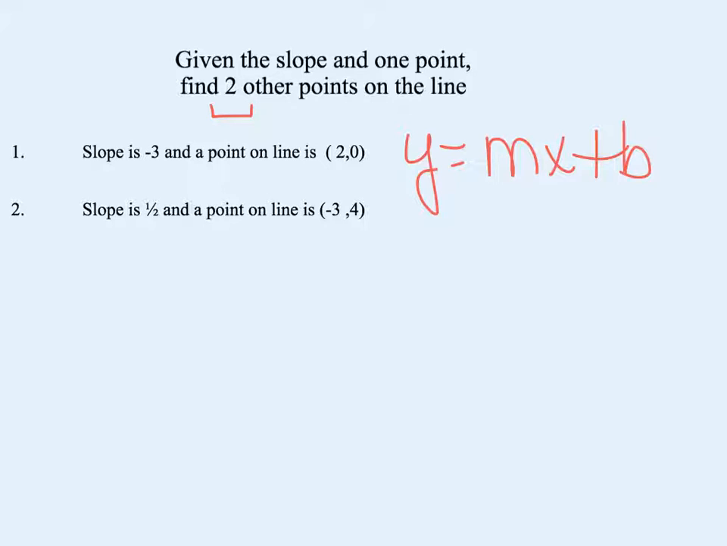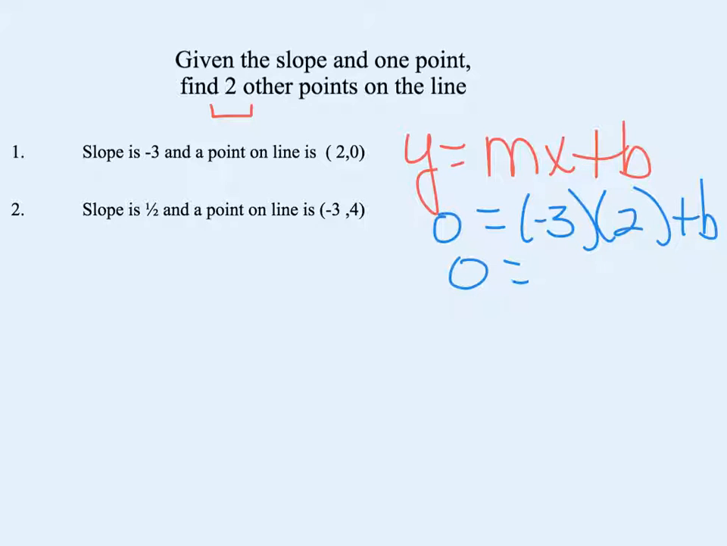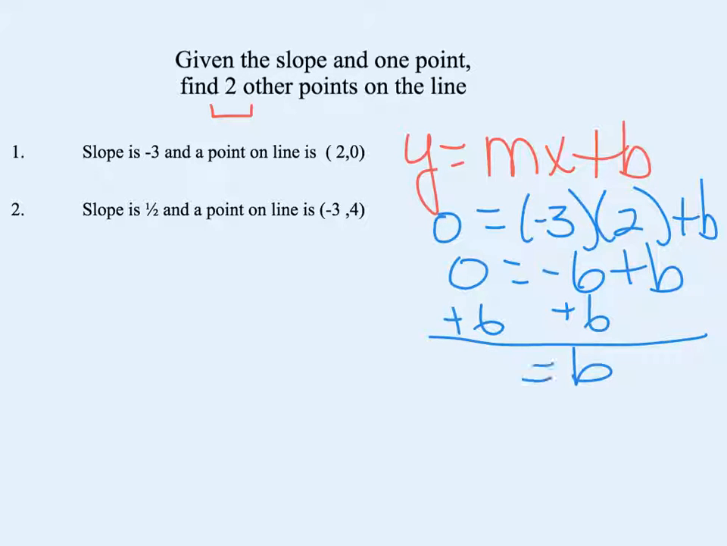We're going to do our substitution. The slope is negative 3. Y is 0. Slope is negative 3. X is 2, and we're going to figure out what b is. So this is 0 is equal to negative 6 plus b. We add 6 to both sides, and we find out that b is equal to 6. So therefore, the equation of the line is y is equal to negative 3x plus 6.